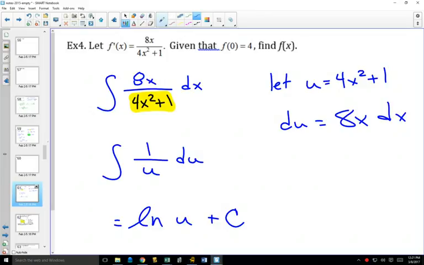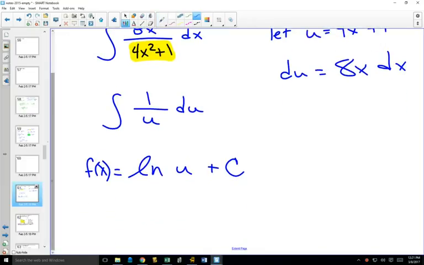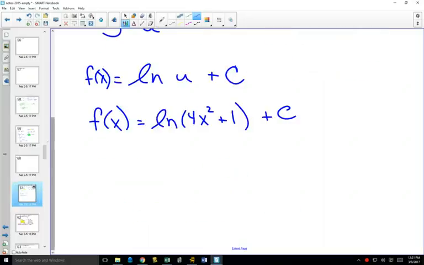So now what do we have to do to find c? This is our function f of x, right? Because f of x would be the integral of the derivative. What do we know about f of x? When you plug in 0, you get 4. Oh, but before I get too far, we still have a u here. We don't have an x, right? So I'm going to have to resubstitute back in that u was equal to 4x squared plus 1, plus c.